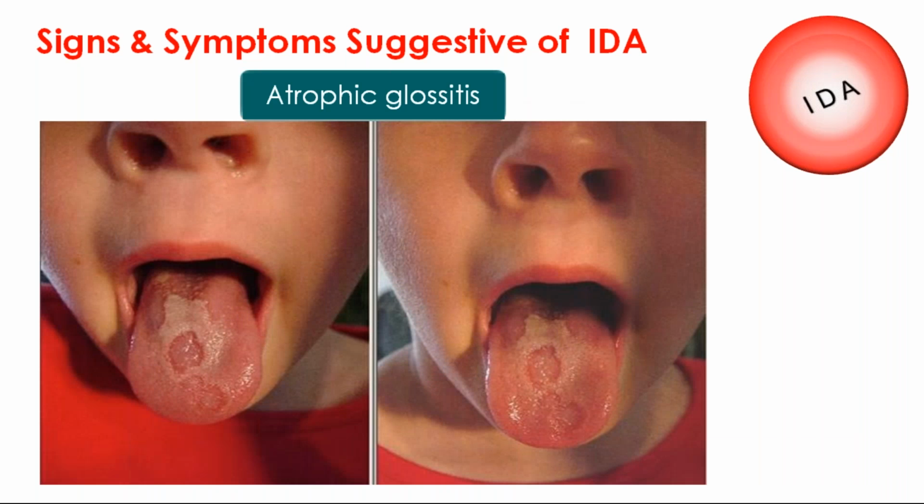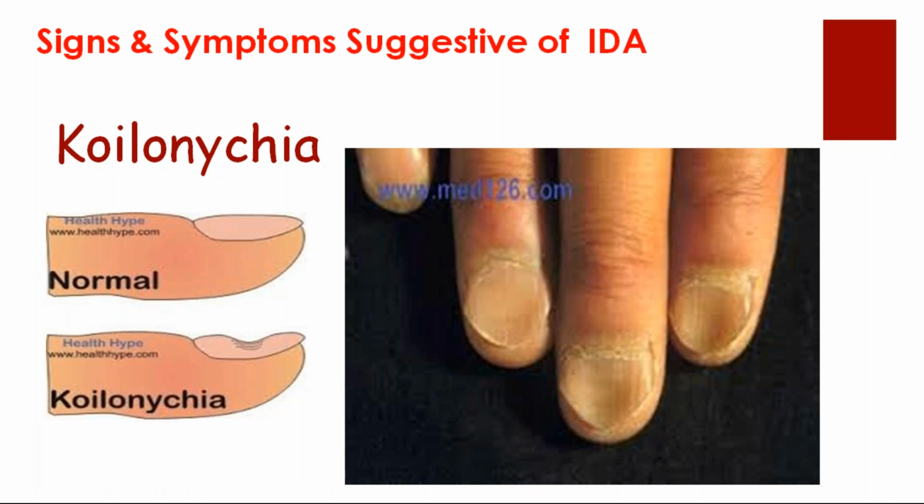This is atrophic glossitis. It also looks a bit like geographic tongue, but geographic tongue is a benign thing, whereas atrophic glossitis is because of anemia. They resemble each other a little, so it is a differential diagnosis.